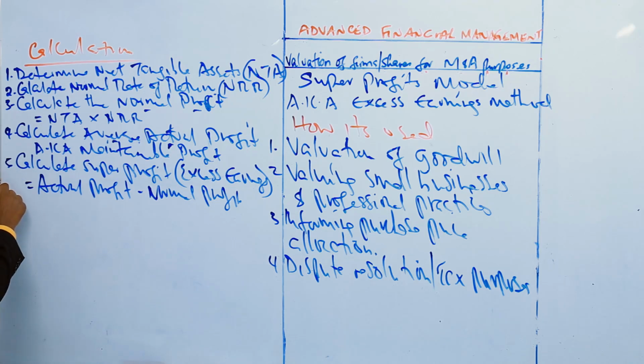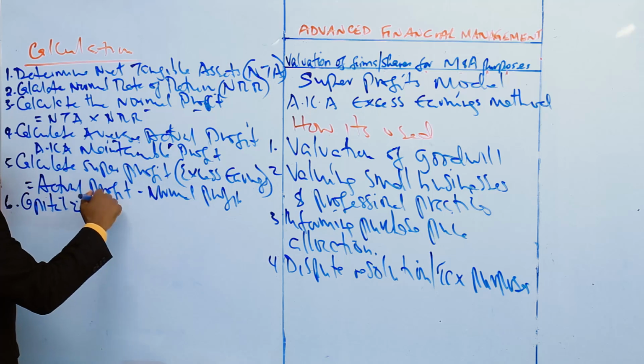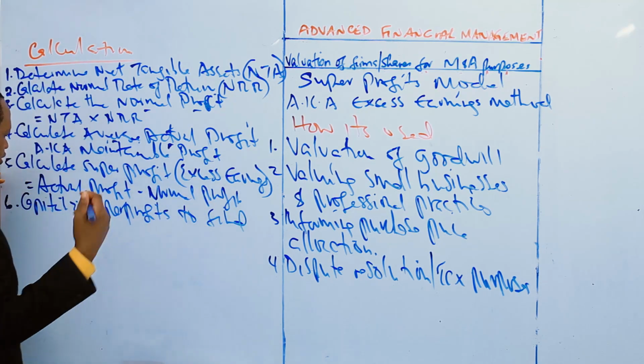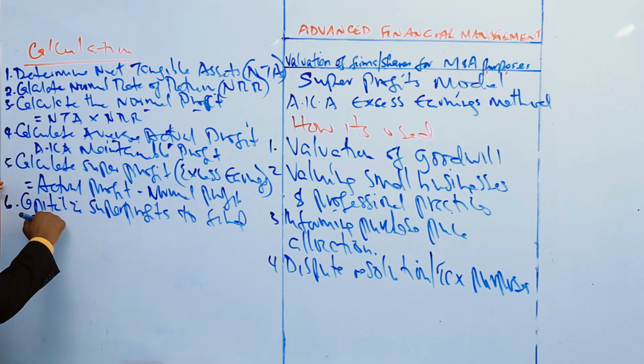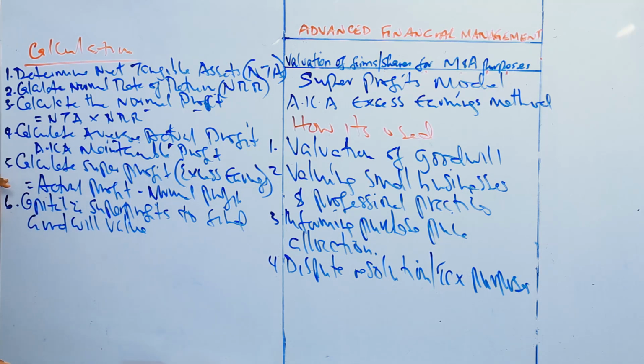Then step number 6, candidates, is to capitalize super profits to find goodwill value. Capitalize super profits. Why do we capitalize super profits? To find goodwill value. The purpose is to find goodwill. We capitalize super profits to find goodwill value. And how do we do that? How do we capitalize super profits to find goodwill value?